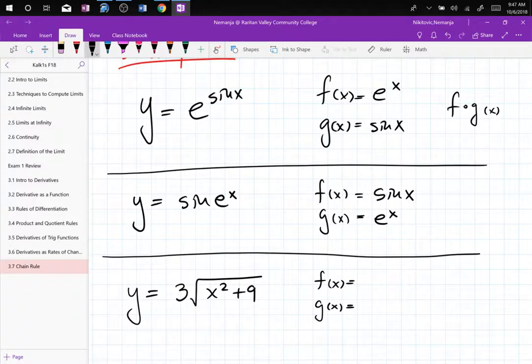Any suggestions? Yes? X plus 9. Nope, unfortunately.